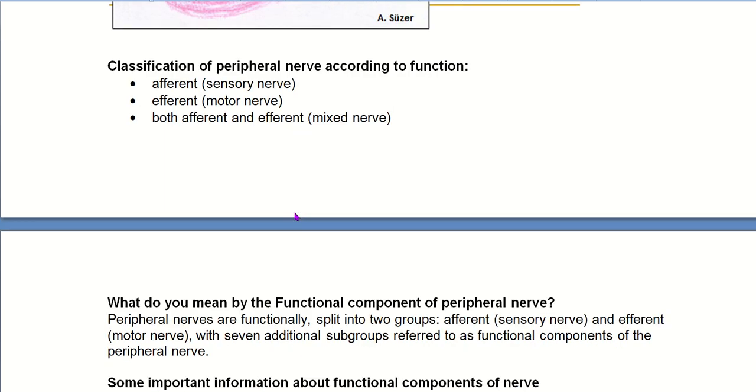The classification of nerve according to function. The sensory nerve is also known as the afferent fiber. Motor nerve is also known as the efferent fiber. Mixed nerve contains both afferent and efferent fibers.